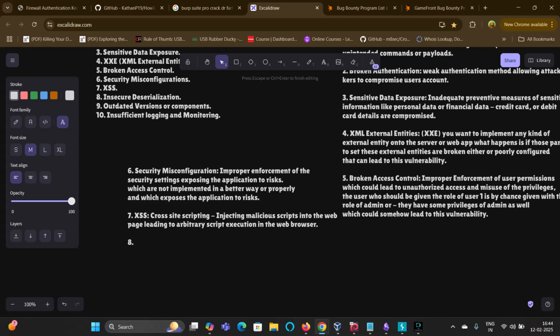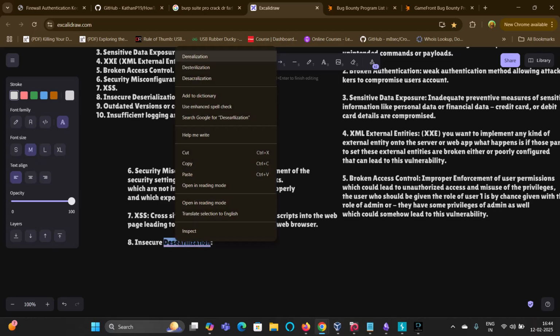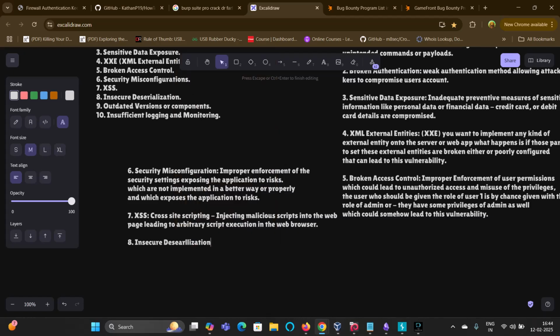So now coming back to the topic, for the eighth topic, that is insecure deserialization. I sometimes mix up a lot of things. Insecure deserialization is something that exploits data deserialization processing to execute arbitrary code.